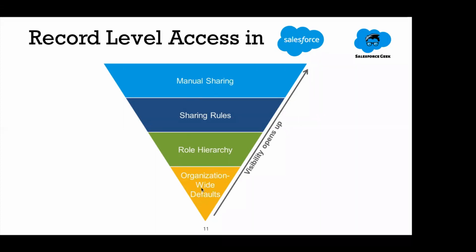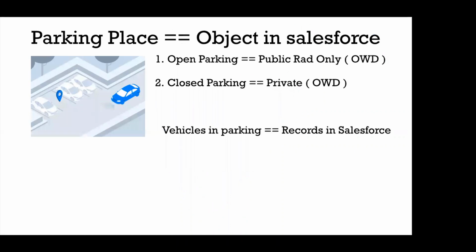First, we will talk about organization wide defaults, then role hierarchies, and going forward we will see how sharing rules work, and then we will talk about manual sharing as well. After that we have a flow diagram where we will see how Salesforce actually checks the access behind the scenes. This is the same image that we saw in the last video.